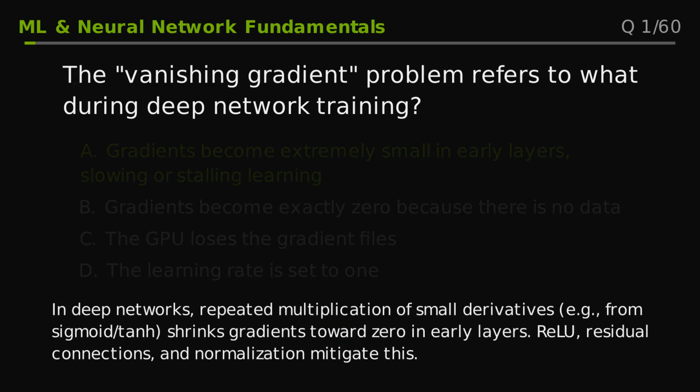The correct answer is A. In deep networks, repeated multiplication of small derivatives, for example from sigmoid or tanh, shrinks gradients towards zero in early layers. Residual connections and normalization mitigate this.